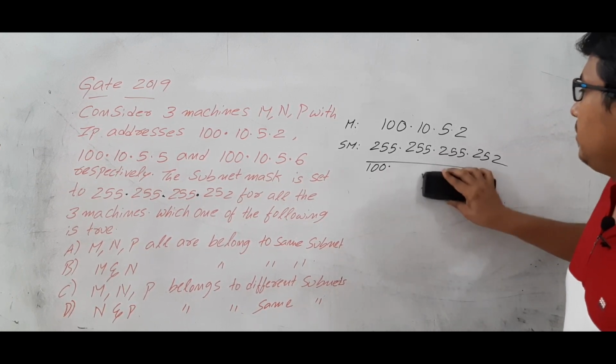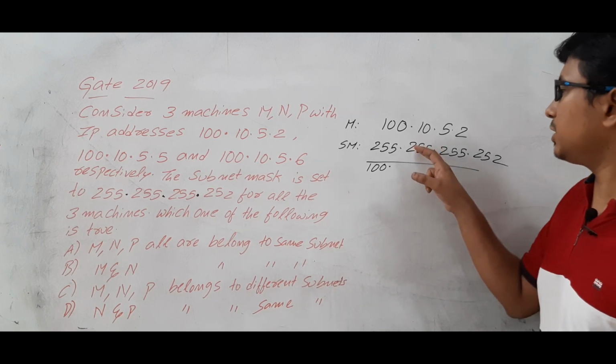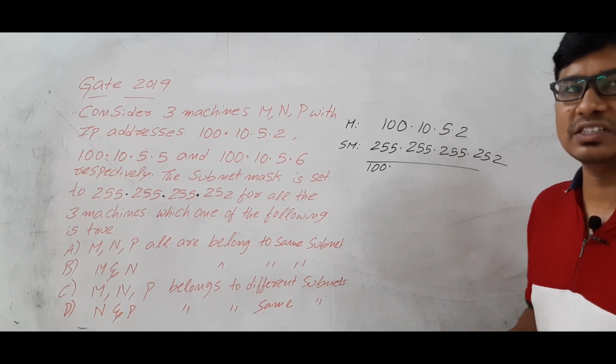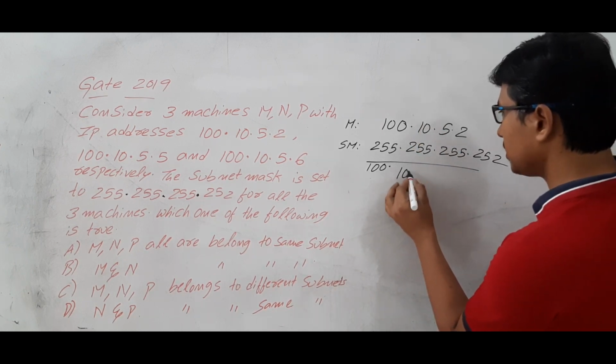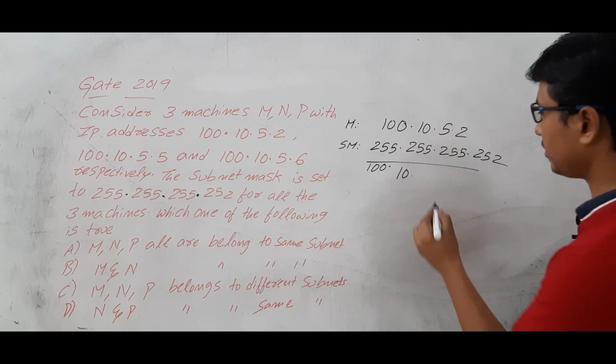Now again, can you tell me, with this explanation, 255 and 10, if I do the bitwise AND, what I will get? 10 only. 255 and 5, 5 only.